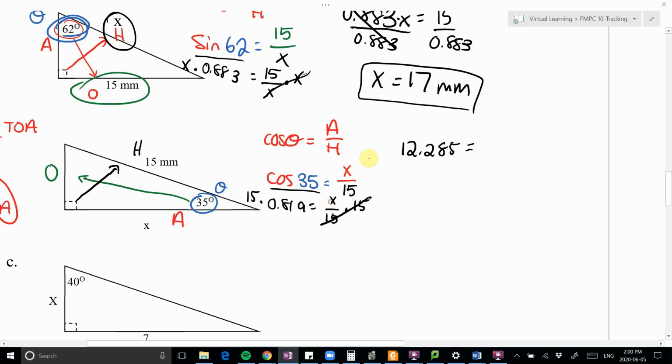And on this side, I'm just left with x. So there we go. That's it. So here, my x is 12.285 millimeters. And we might be asked to round that.